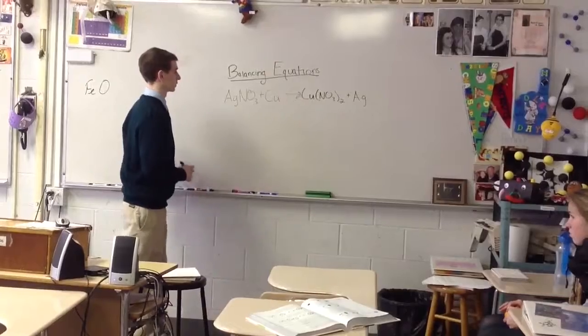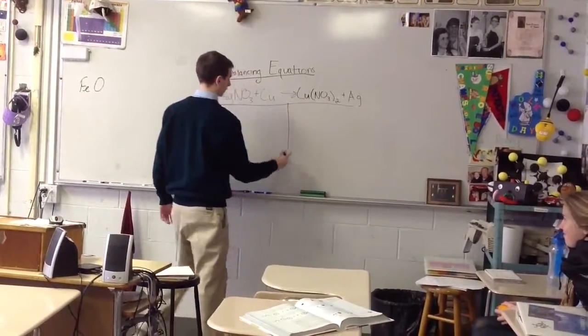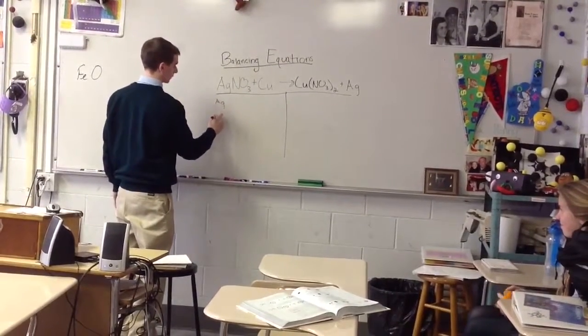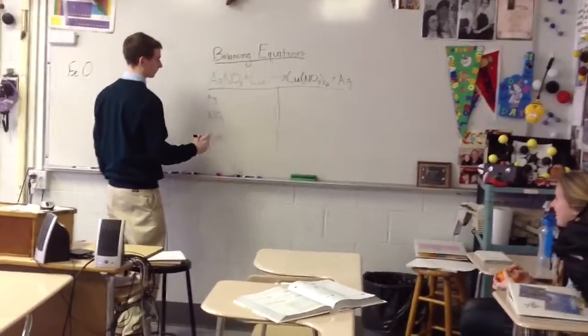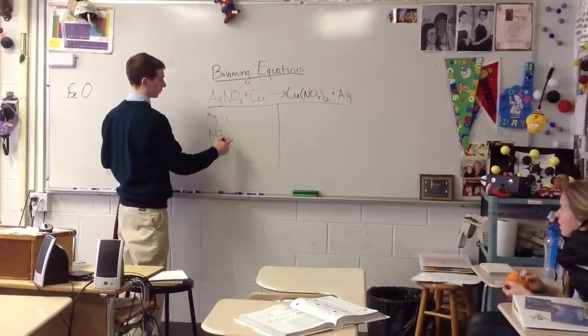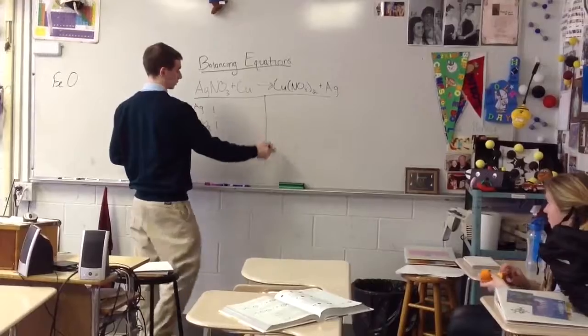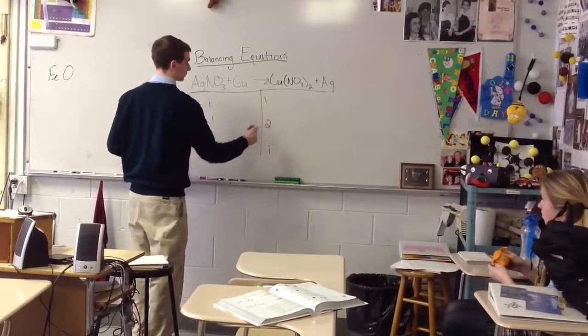To balance this equation, you can start by making a t-square. And write each element as they appear in the equation. Silver, nitrate, and copper. In the reactants, there is 1 silver, 1 nitrate, and 1 copper. In the products, there is 1 copper, 1 silver, and 2 nitrates.